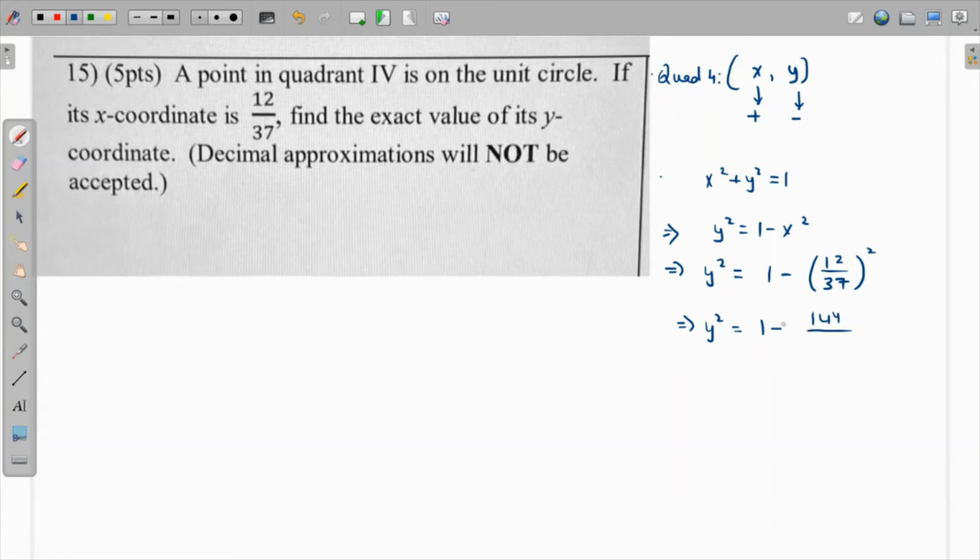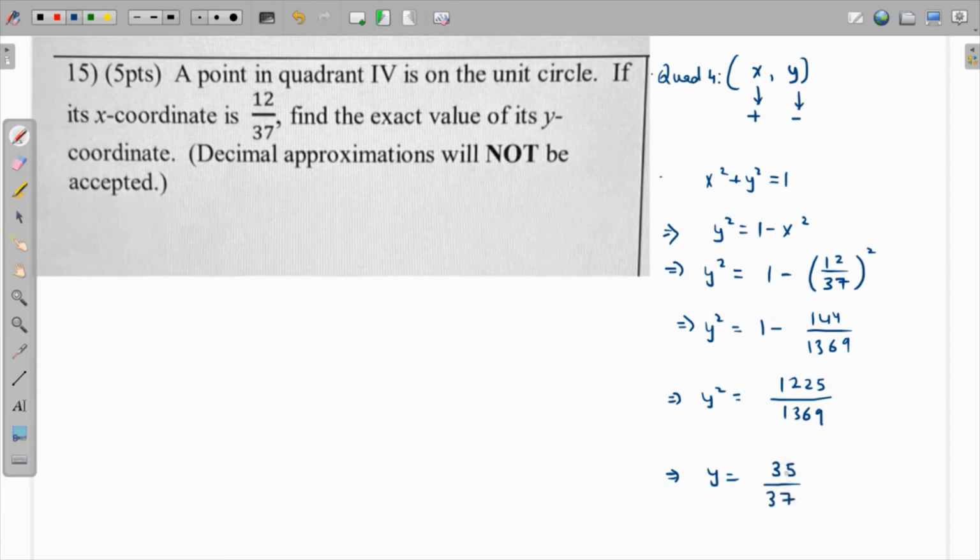For that, I have to take the calculator. So 37 squared is 1369. So y squared is going to be 1369 minus 144, which is 1225, over 1369. And finally, if we take the square root of both sides, this is going to be the square root of 1225, which is 35, and of 1369 is definitely 37, because 37 squared is 1369.